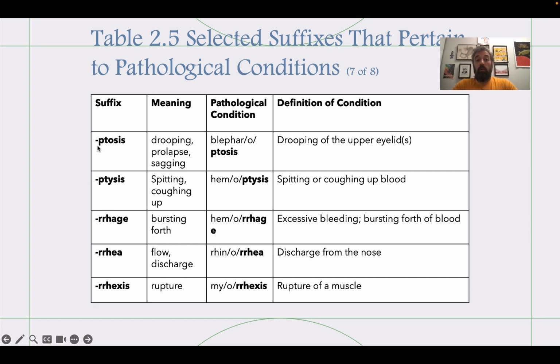Remember, as we talked about before, if you have a PT, generally you only pronounce the T. With this RRH type of stuff, you just pronounce it as if there is no RH in the middle. So hemorrhage, -rrhea, rhinorrhea, it's runny nose, -rrhexis, rupture, so myorrhexis, rupture of a muscle.